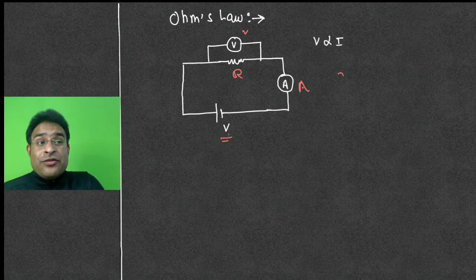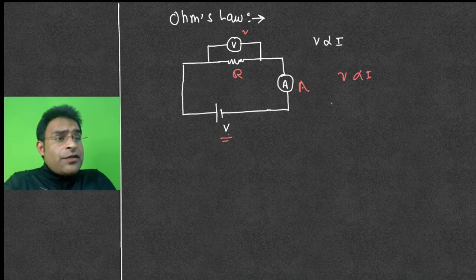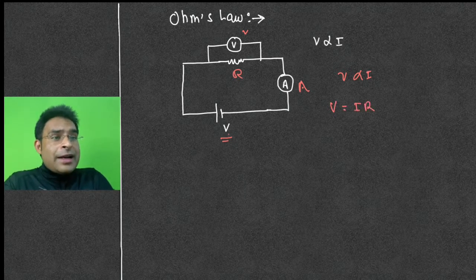It means V is directly proportional to I. So if I remove the proportionality sign, I can write V is equal to I into R. R is a constant, and I can also write R as V divided by I. It's simple math.